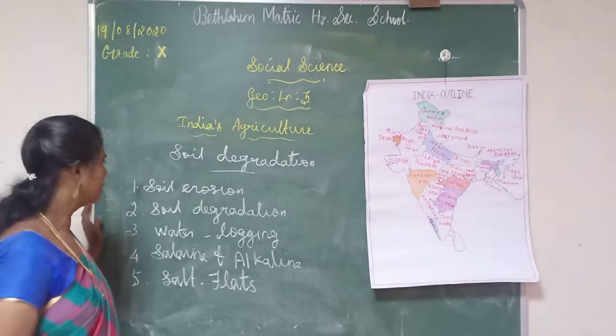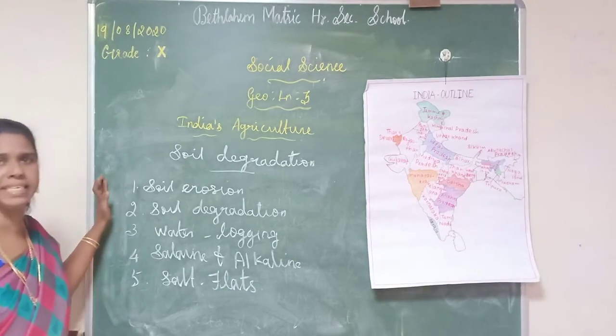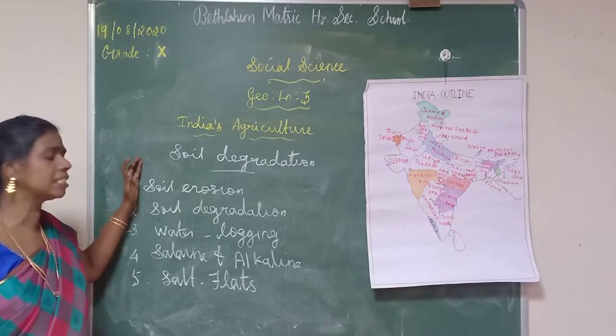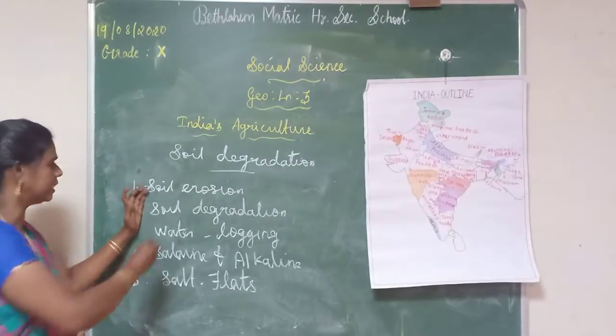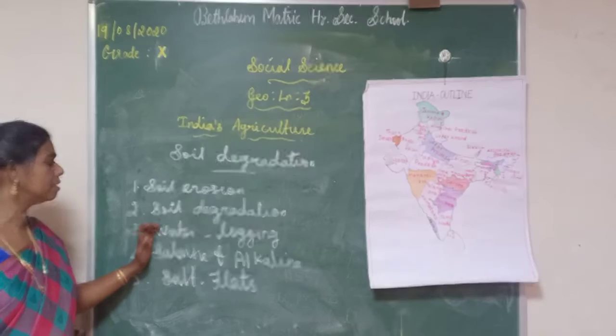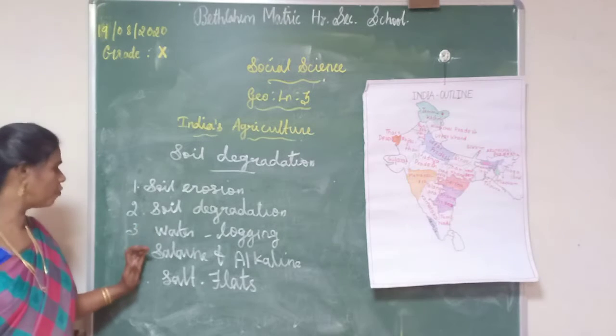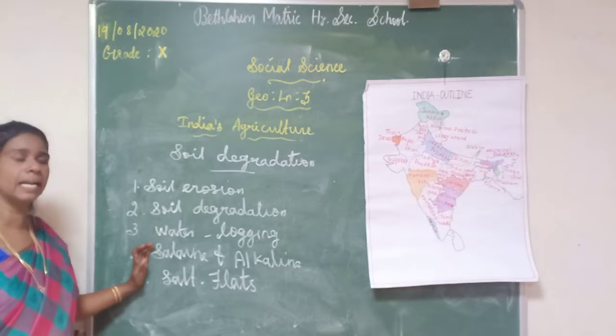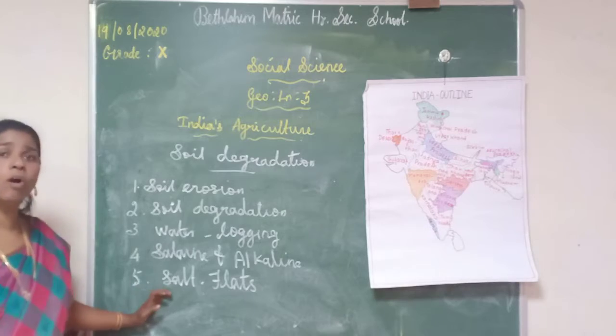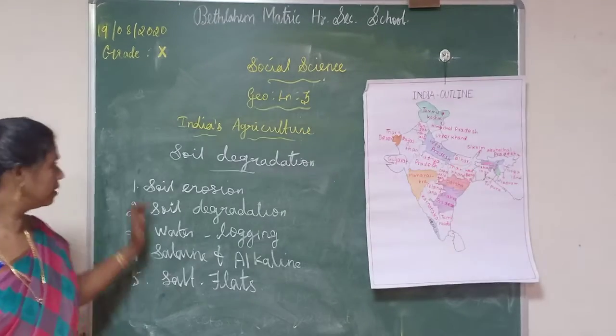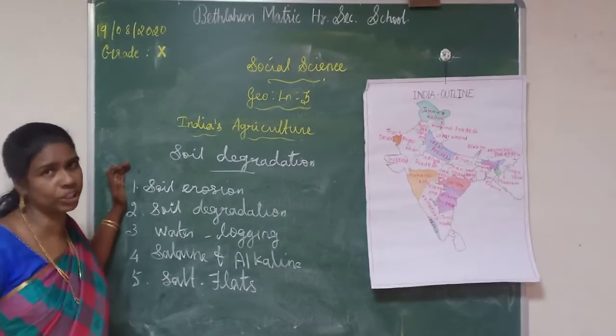Now listen here. There are 5 main problems in Indian soil. The first one is soil erosion. Second one is soil degradation. Third one is waterlogging. Fourth one is saline and alkaline. Fifth one is salt flats.